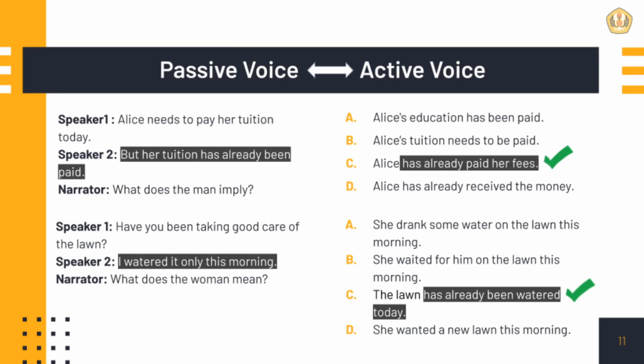Pay attention that it doesn't tell us who paid the tuition. This information is expressed in passive voice, her tuition being the subject and the recipient of the action verb had been paid. And every time you find a passive construction like this in a listening question, the answer to the question is often a restatement of the same information or idea, but in active voice, which is why the right answer to this question is option C. Alice has already paid her fees. Fee, which is synonymous with tuition.